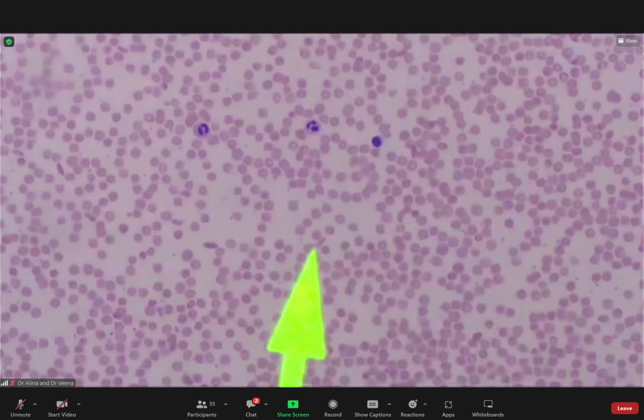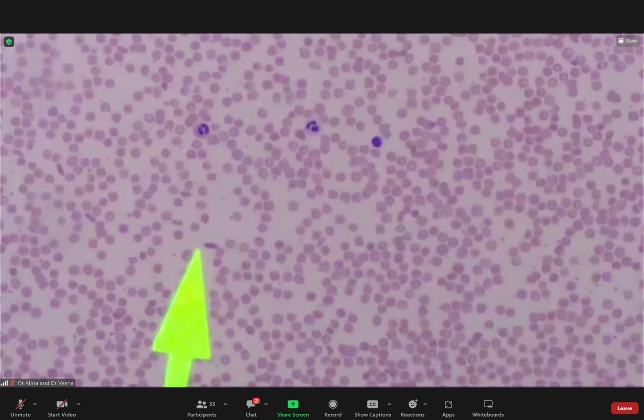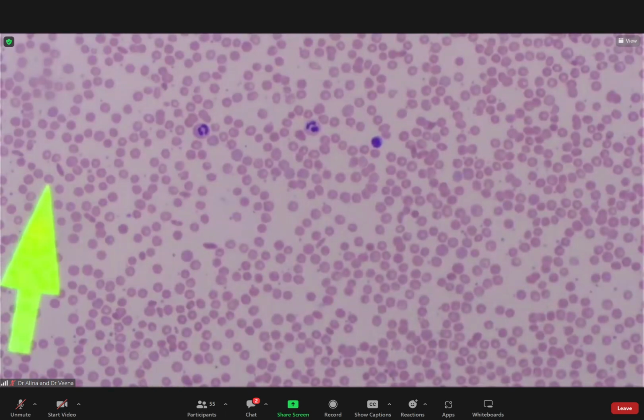Okay, if you see lots of boat cells, you see some spherocytes, you see some post-splenectomy changes, target cells, you have to suspect a hemoglobinopathy, okay? So this patient does have quite a number of boat-shaped cells. It's just that perhaps she's not in a sickle crisis, so there's not a lot of sickle cells.